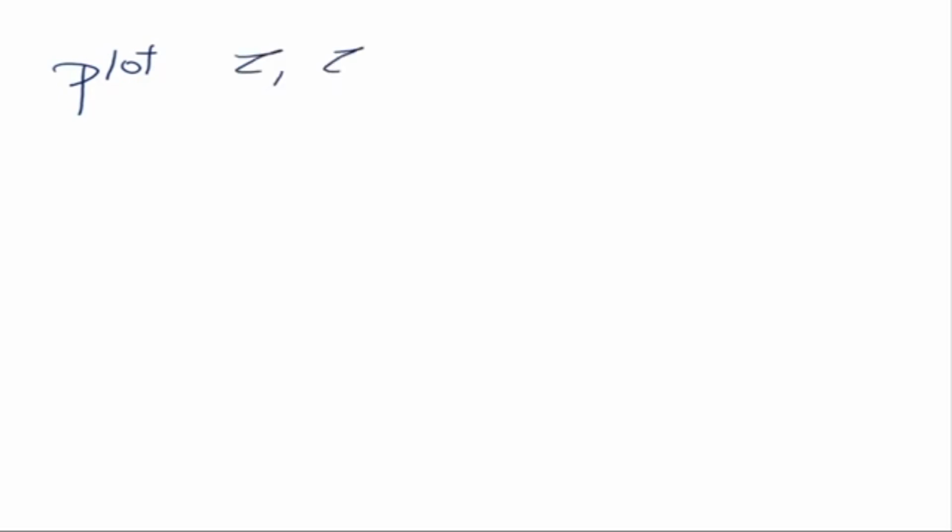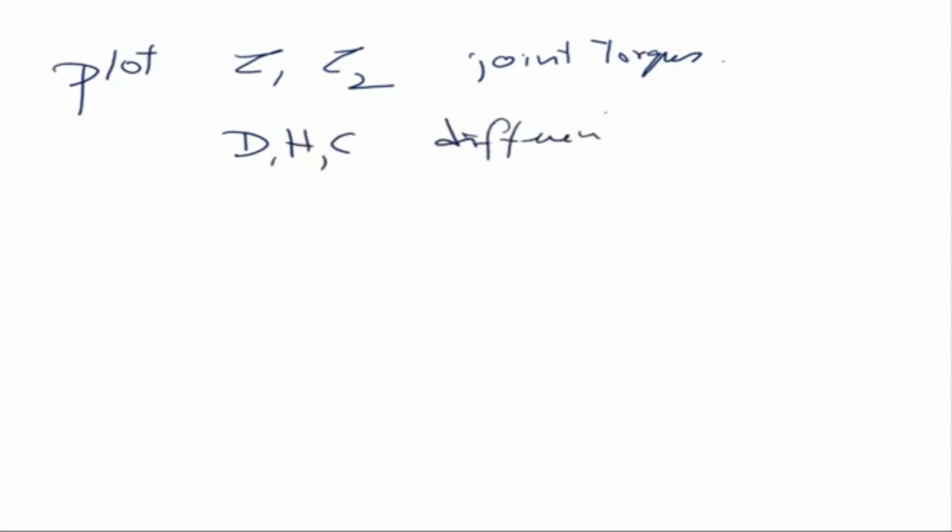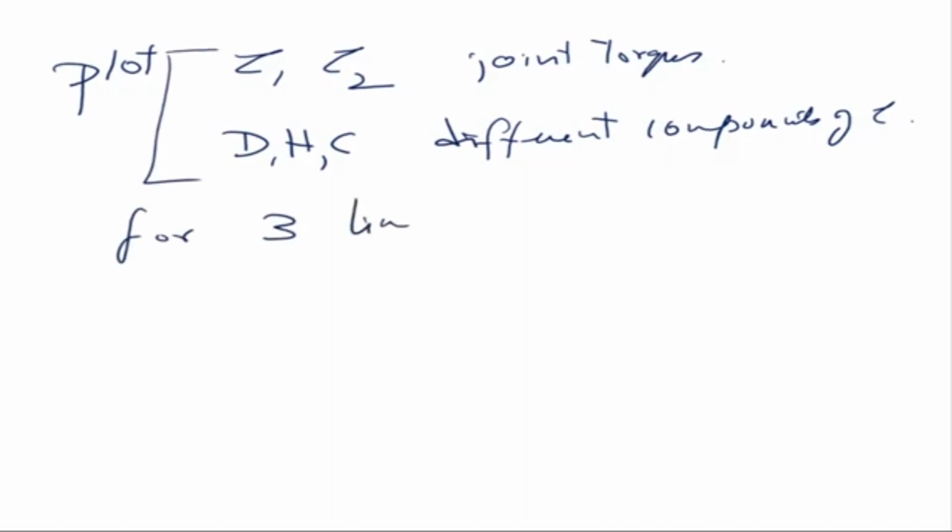tau 1, tau 2, the joint torques, and then we're going to plot D, H, and C, the different components of tau. So this is what we're going to plot for, let's say, three different time instants.